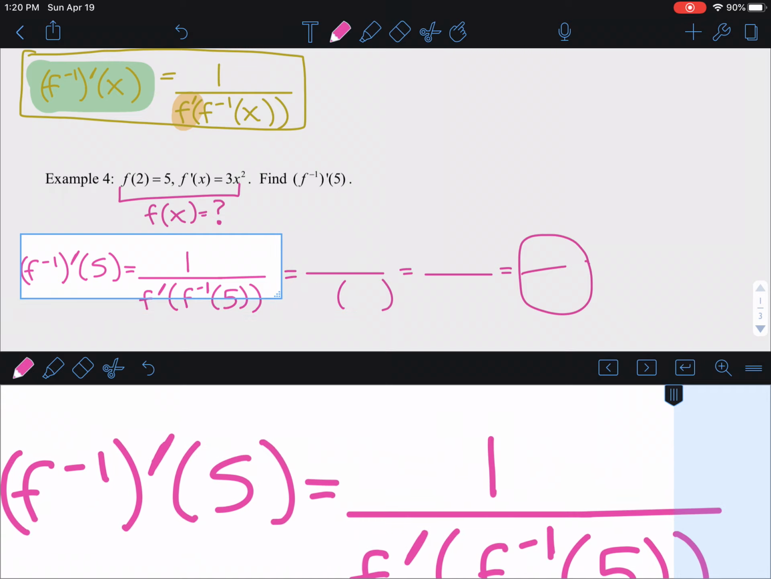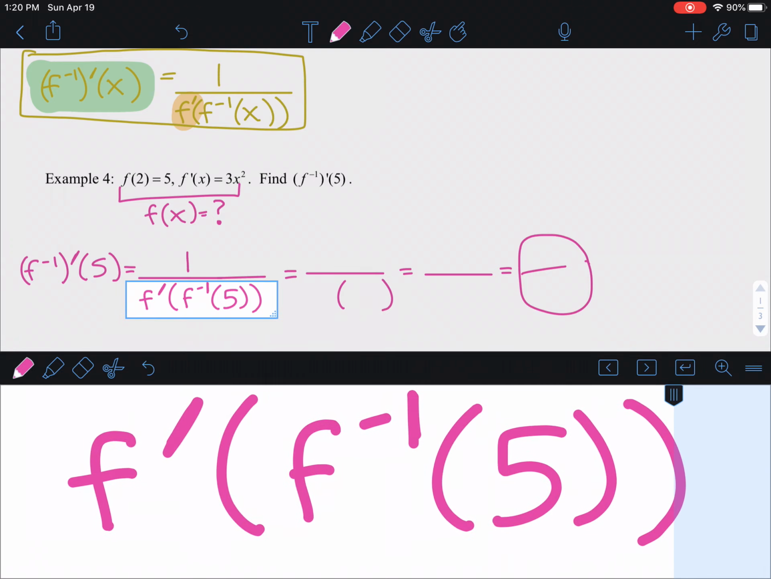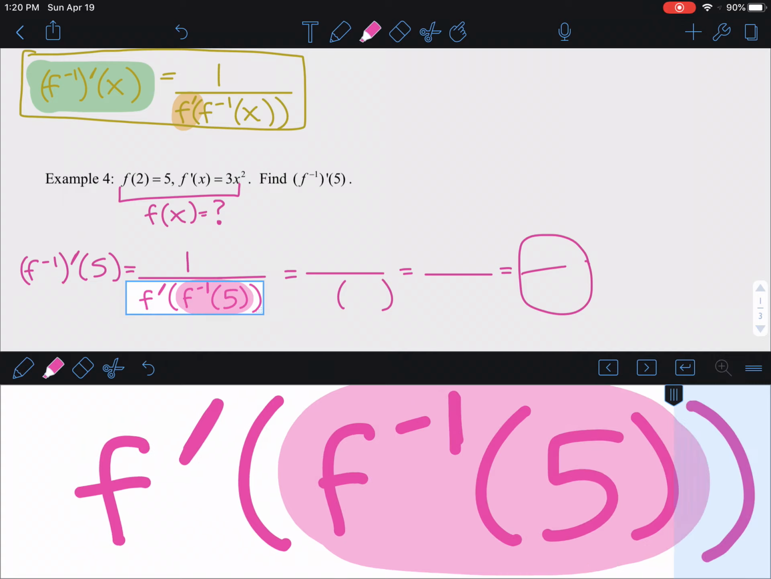Okay, and now it's just a matter of evaluating, okay? And when I'm evaluating any sort of composition of functions, I want to start with the innermost part, which is what is f inverse of 5? What is f inverse of 5? Well, again, I don't know what f is, but we actually have all of the information we need.